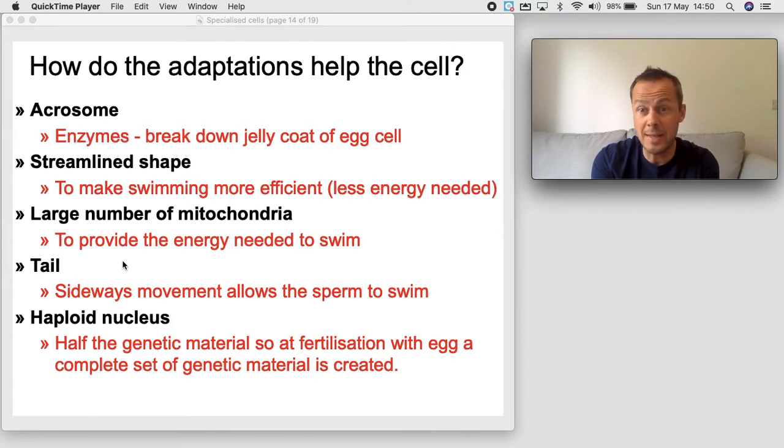Now in a GCSE paper, that could get you some high marks in an exam question. It might be a 3-4 mark question. So you need to be able to state what the adaptation is and how it helps the cell do its job. That's what I've written down there nice and clearly and explicitly.